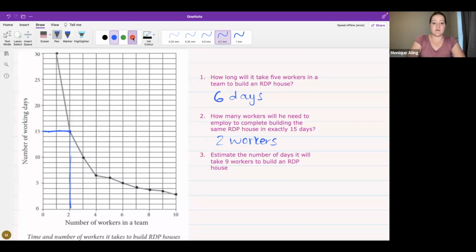So we look for the 9 workers part of the graph, which is over here. And that is in line. Oh, it's just past halfway. So I would say anything between 3.5 and 4 days, because it's not over 5. So I would say between 3.5 and 4 days. It is an estimation, so you are allowed that range. 3.5 to 4 days.